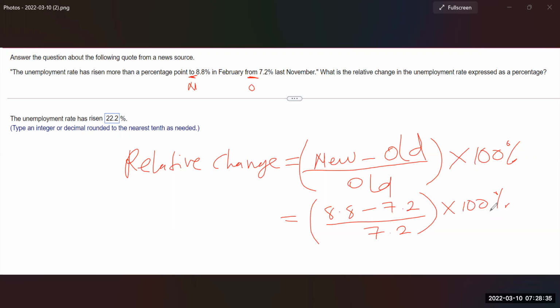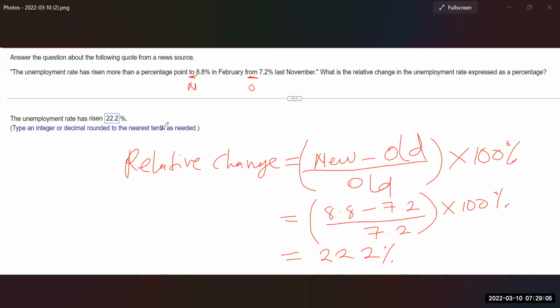That gives you 0.2 repeating, 0.22222. Now multiply that by 100, and that will give you 22 point, because it says you should round to the nearest tenth. So that will be 22.2%, and that is your answer right there.